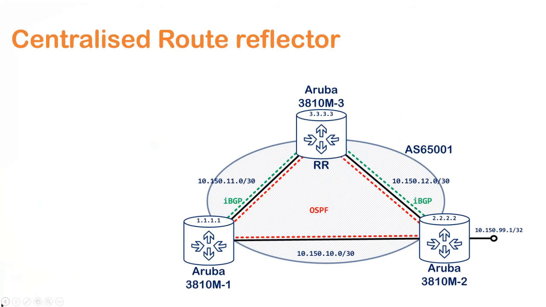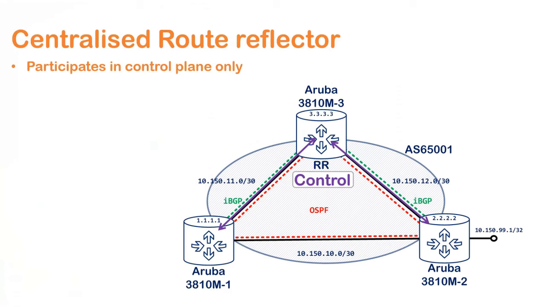Here's an example of a network design which utilizes a centralized route reflector. Here you can see I've added a physical link between -1 and -2, and I'm running OSPF across there so that they know about each other's loopbacks, but I'm not running iBGP. So the iBGP control plane runs from -1 to -3 and -2 to -3, but not between 1 and 2. And the centralized route reflector, in this case, participates in the control plane only.